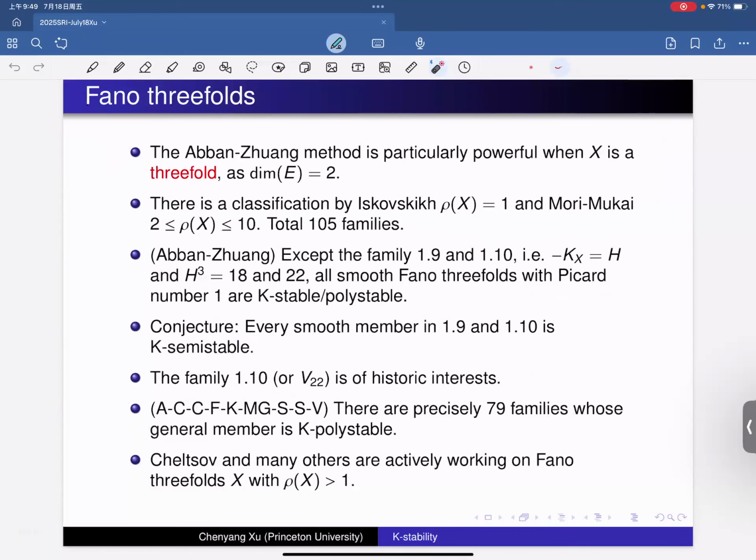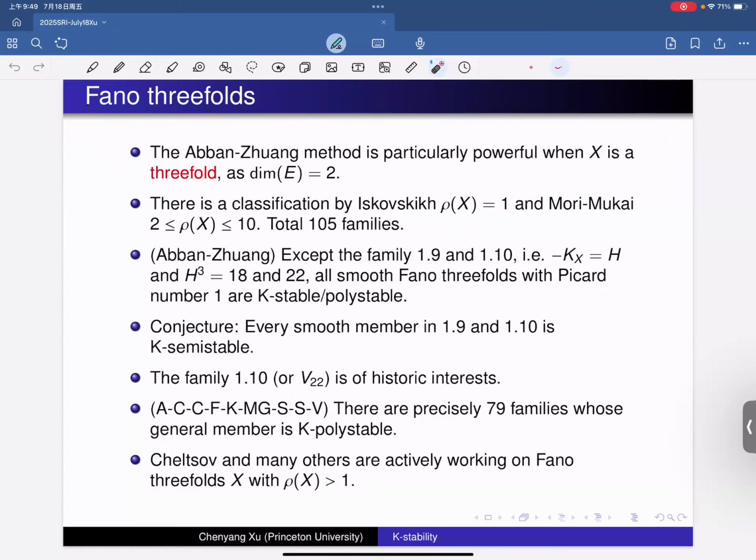Then this machine is actually found to be very powerful for threefolds. Because in that case, the E is dimension 2. So when you reach down to E, you can just study the Zariski decomposition and so on. So you have a lot of ways to estimate the delta on the E.